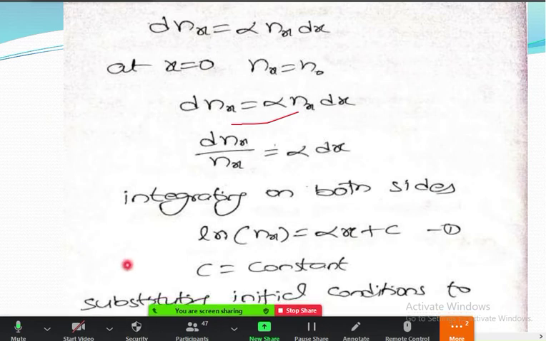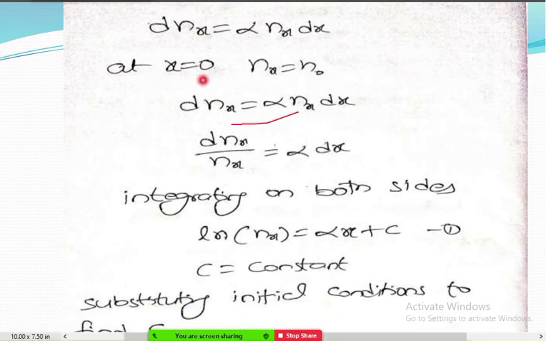So what are the initial conditions? At x is equal to 0, nx is equal to n naught. Those are the initial conditions.